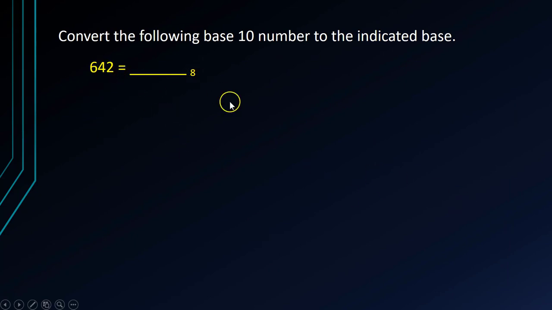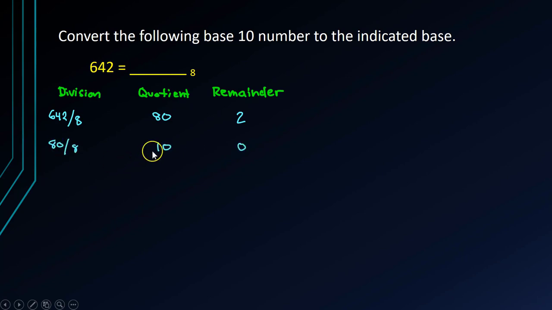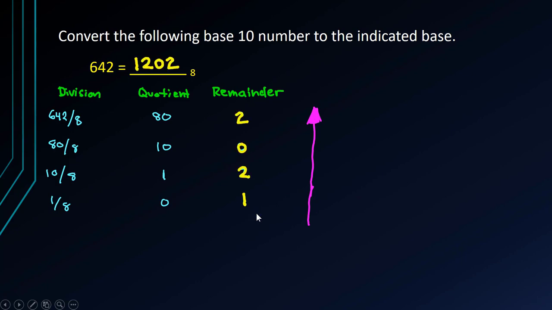642 written as a base 8 number. So again, I'm going to set my 3 columns, and I am going to do 642 divided by 8. So I get a quotient of 80, remainder of 2. Divide this by 8, I get a quotient of 10, remainder of nothing, 0. Bring down the 10, divide that by 8, I get a quotient of 1 with a remainder of 2. I then bring the 1 down. Divided by 8, I get nothing with a remainder of 1. So reading upwards, the number is 1, 2, 0, 2. And that would be the number written in base 8.